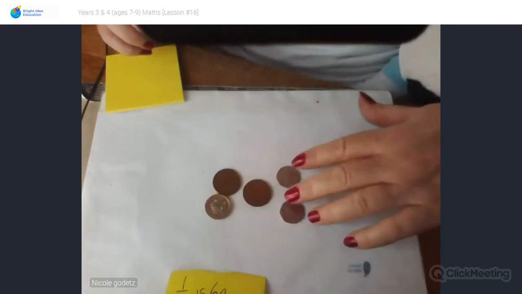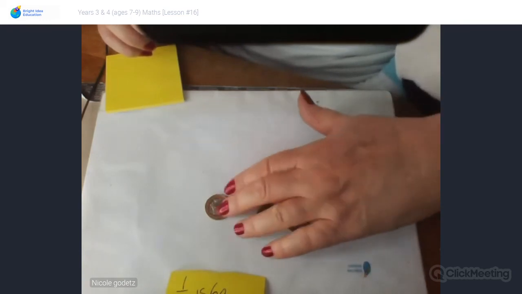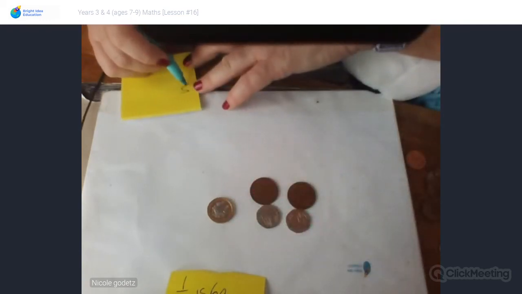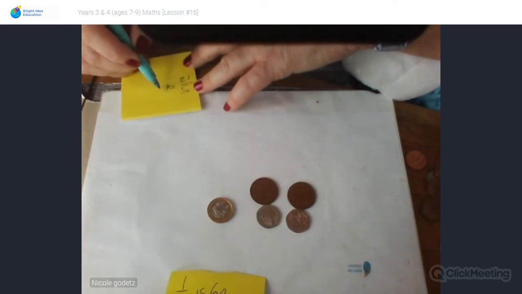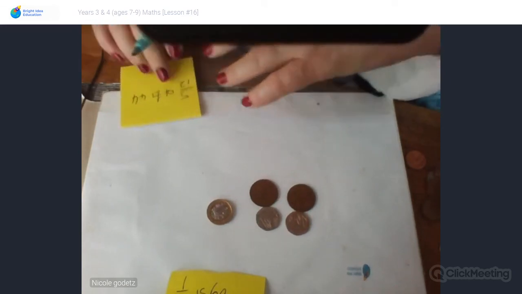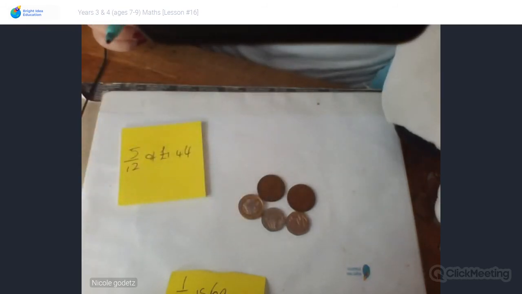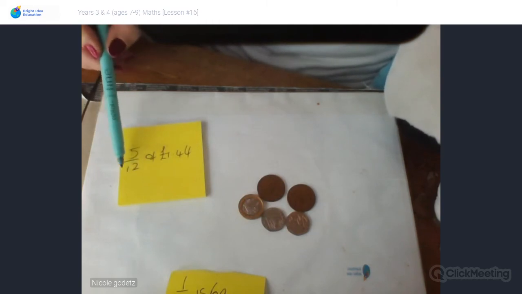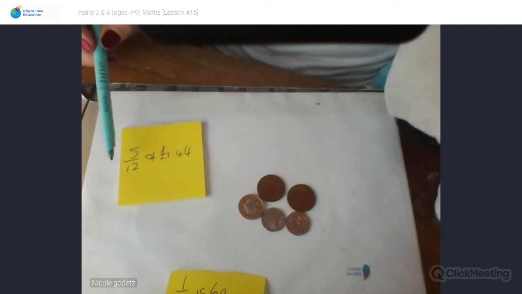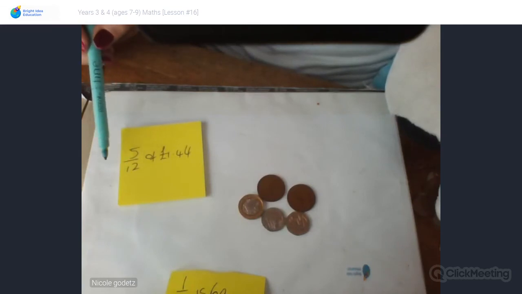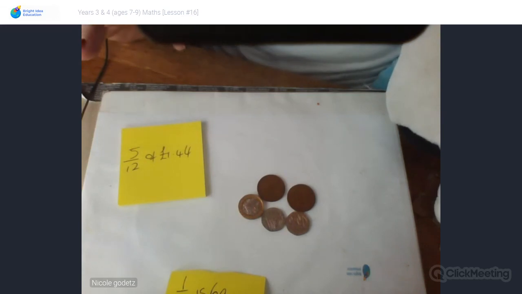So there's £1.44 there. What is 5/12 of £1.44? So you are in the 12 times table now, because you are having to break 144 into 12 equal groups. That's what you need to look at, the bottom denominator. Okay, so how many 12s are 144?